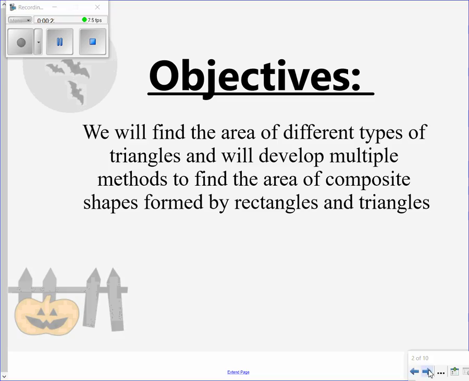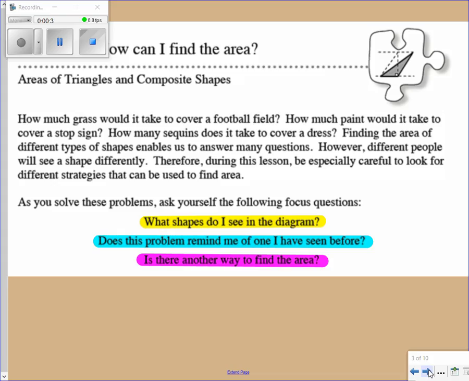So our objective today is to find the area of different types of triangles and then develop multiple methods to find the area of composite shapes formed by rectangles and triangles. A major goal of today is to look at why is area so important? What do we use area to see? As we go through these problems, keep asking yourself, what kinds of shapes do I see in this diagram? Do parts of this diagram or parts of this problem remind me of other problems I've seen before? And is there another way to find the area of this shape?